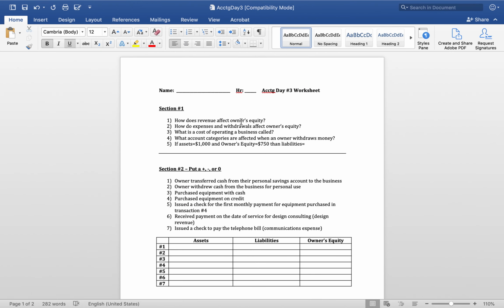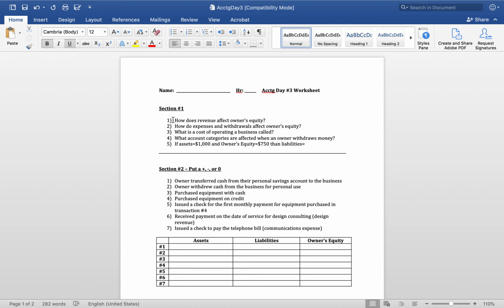All right, accounting day 3 worksheet, starting with section 1. How does revenue affect owner's equity? Revenue is money coming into the business, so that will positively affect owner's equity. So revenue is money coming in, that is usually cash or accounts receivable.